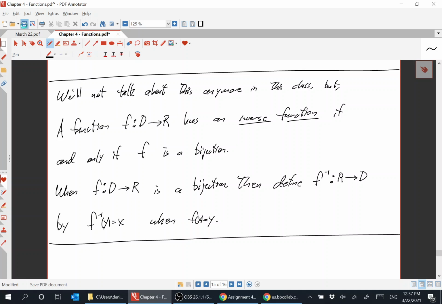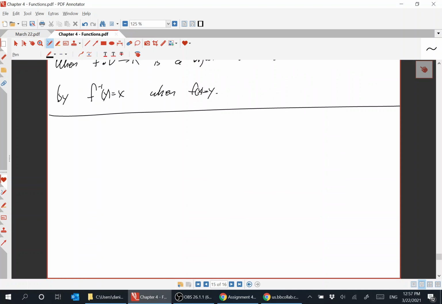Okay, so a function has an inverse function if and only if f is a bijection. And in that case, when you do have a bijection, then you define the inverse function by f inverse of y is equal to x when f of x is equal to y. But that definition only makes sense when you have a bijection. If you don't have a bijection, it doesn't make sense. Right, I mean, like, if f of x is equal to x squared, then what is f inverse of x? What's it going to be? What should it be?